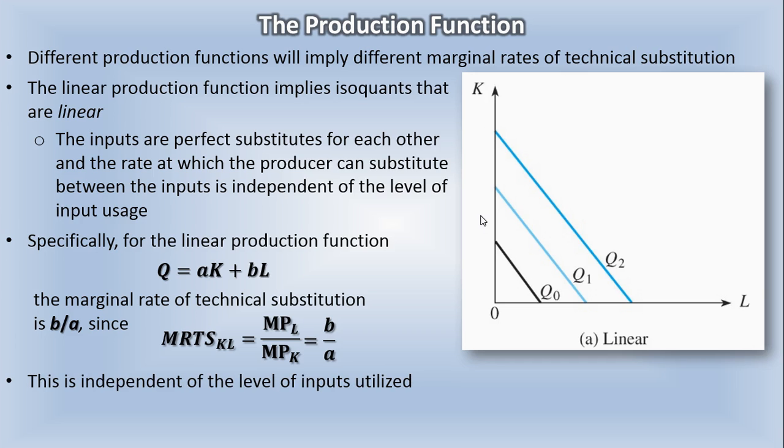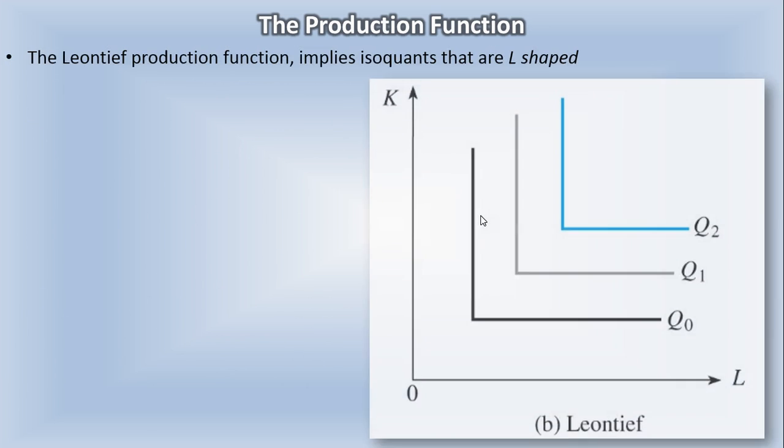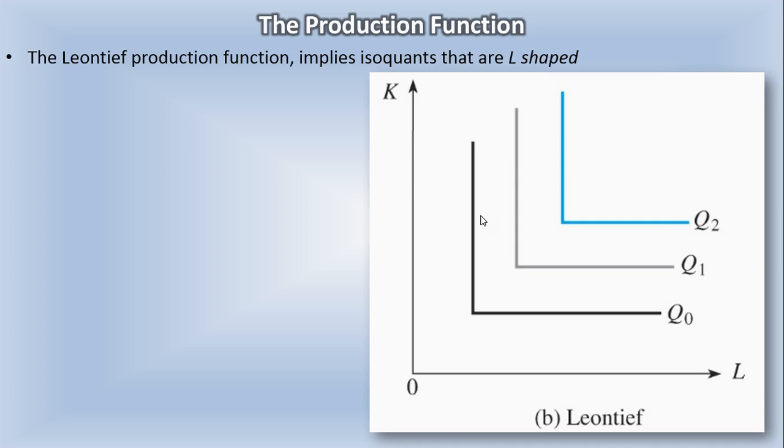This is independent of the level of inputs utilized. The other extreme case was the Leontief production function. And the Leontief production function implies isoquants that are L-shaped, like you see here. Essentially, you're using some level of labor, let's say, to produce some level of output. If you were to increase the amount of capital at that amount of labor, you couldn't increase the amount of labor. If you're using a certain level of capital and you start hiring a lot more people, you still couldn't influence your level of output. The only way you could increase your level of output is to increase both capital and labor in fixed proportions.